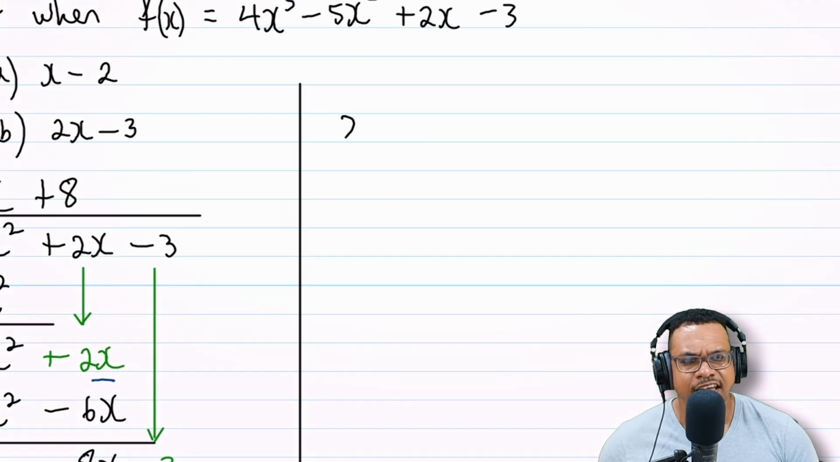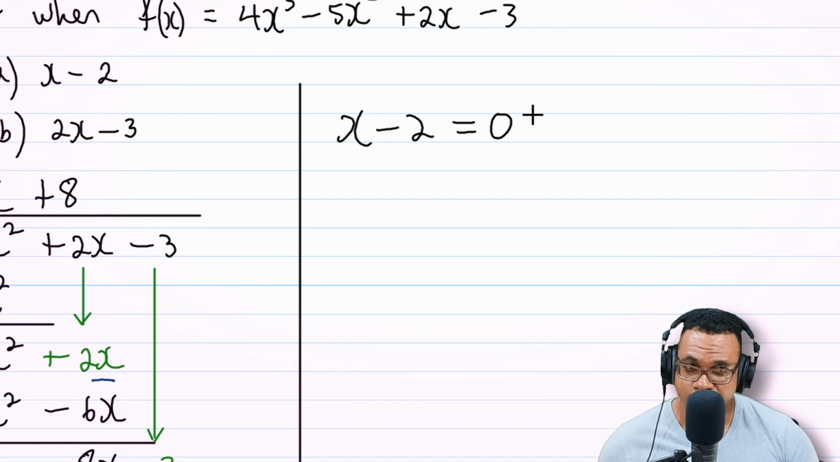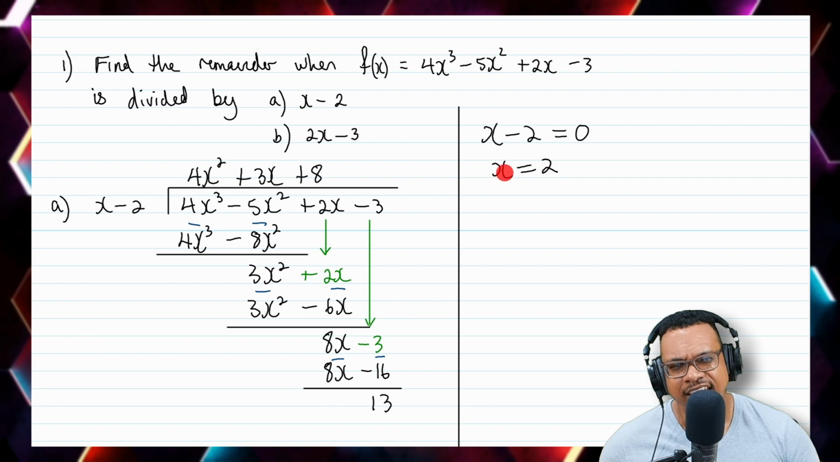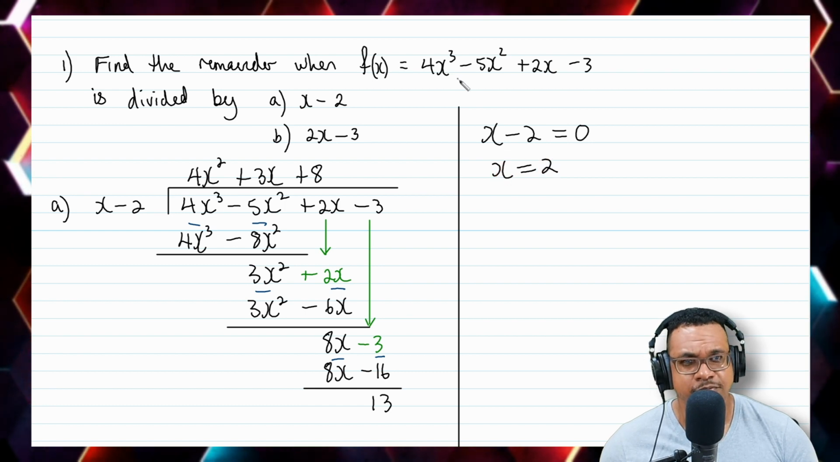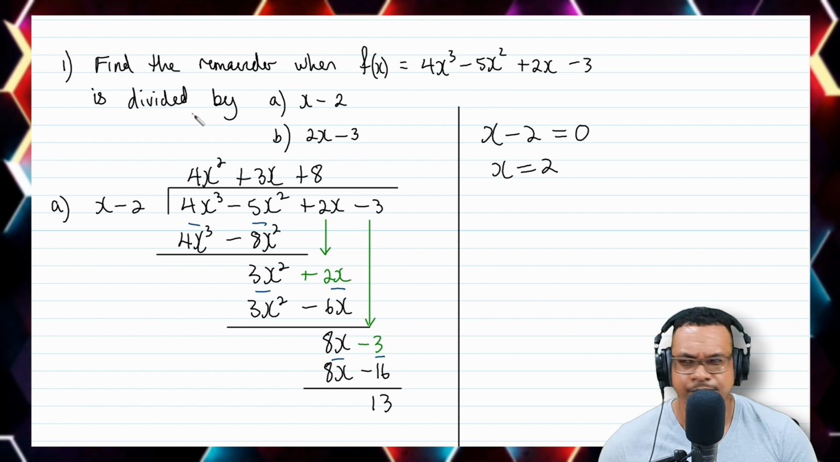So I have x take away 2, my divisor, put it equal to 0. My variable is x, so I'm going to solve for x. So I carry negative 2 across the equal sign, I will turn to positive 2. So I'm going to get x is equal to positive 2. So I'm going to take this x equal to positive 2 and substitute it for the x in the dividend, and that will give the remainder.